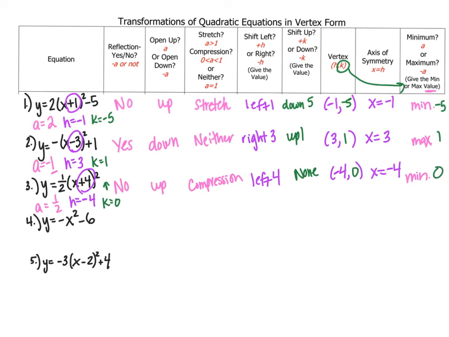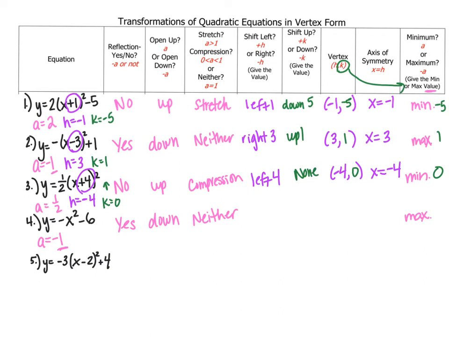Okay, looking at our next one. We're looking for our A. Our A is a negative 1. That means since it is negative, we are going to, yes, reflect, which means that now we're going to open down. Again, because it's just a 1, we will have neither a stretch or a compression. Okay. But because it is a negative 1, that means we will now have a maximum value.